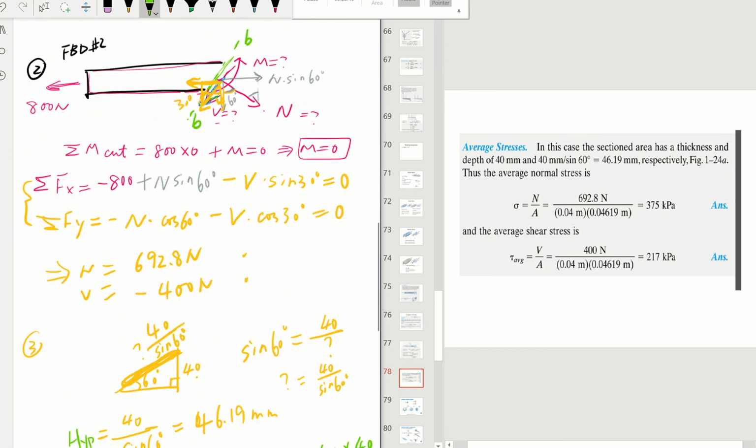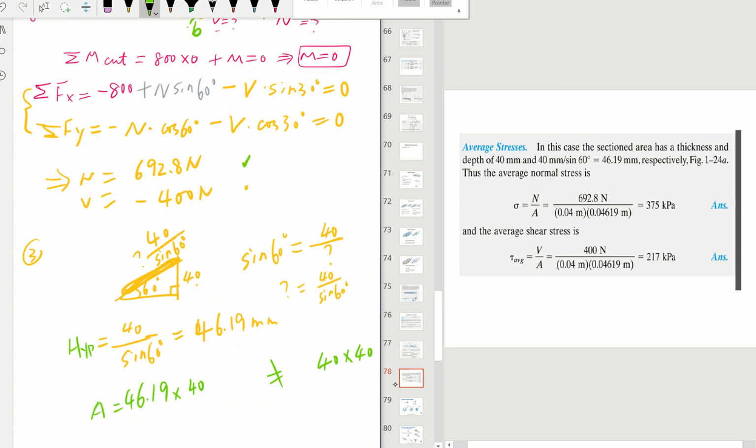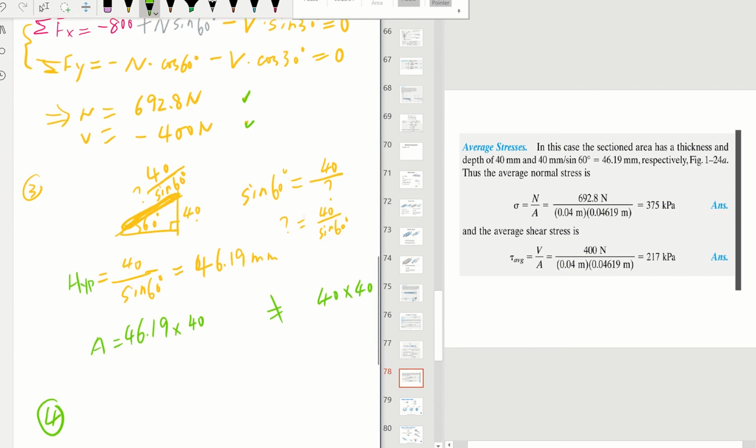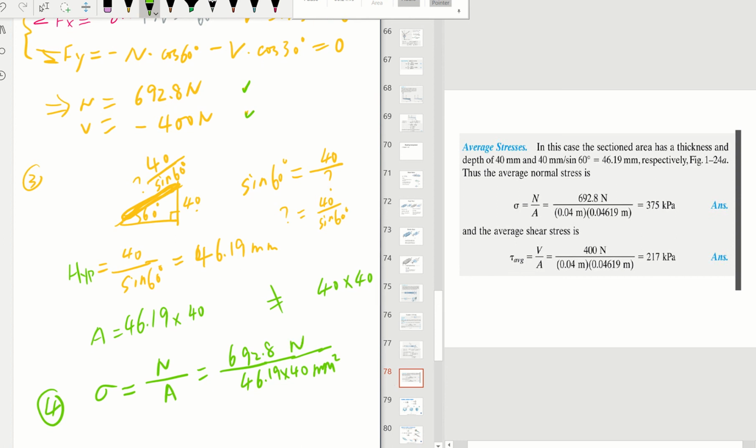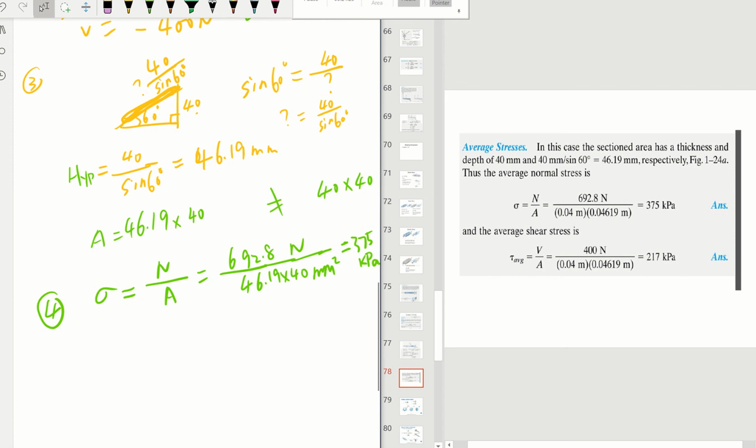So for the slanted cut, you figure out the internal normal and internal shear. So sigma for the normal stress is going to be N over A, and the N here is 692.8 divided by this area, 46.19 times 40. And let's tag our units. This is millimeter squared, and this is going to be Newton. And that answer is going to give us 375 kilopascal. Make sure you pause and calculate this.